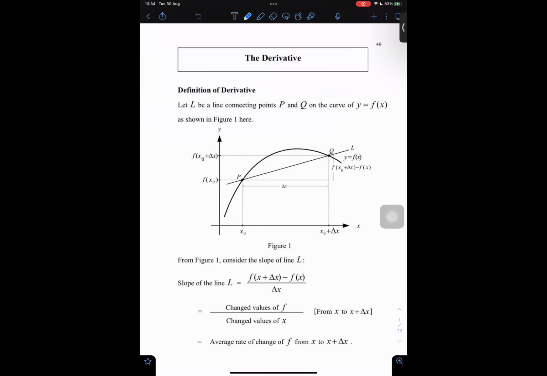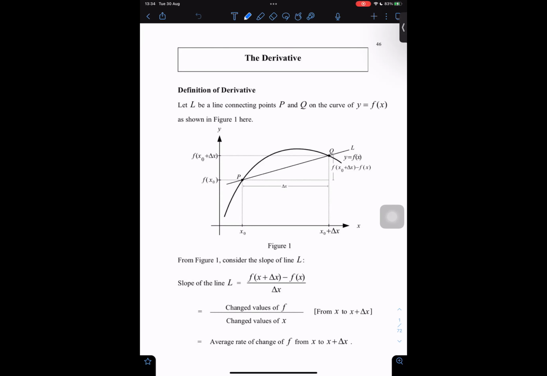Okay, so last time you finished with continuity, right? So in the next part, we will study the derivative. First, let us understand what the meaning of the derivative is, the definition of it.